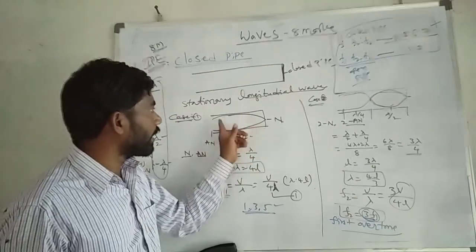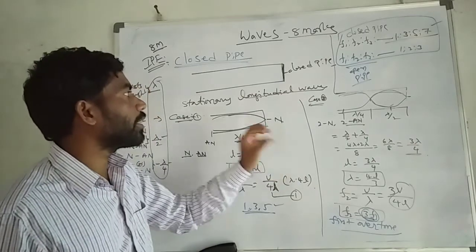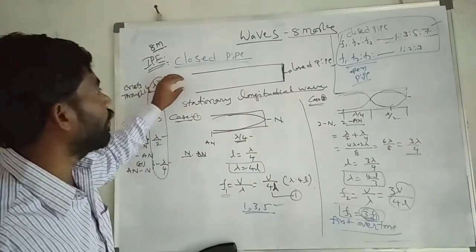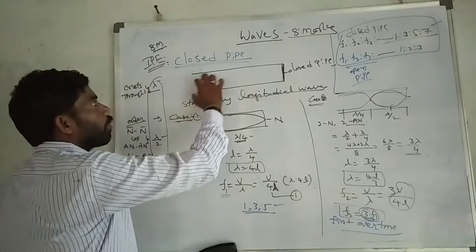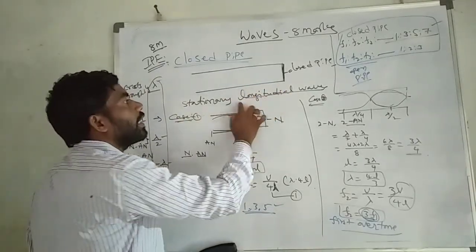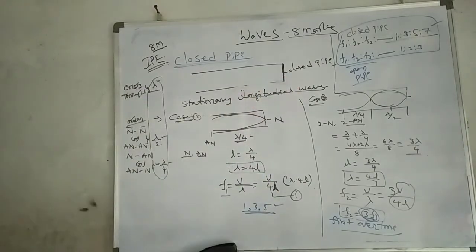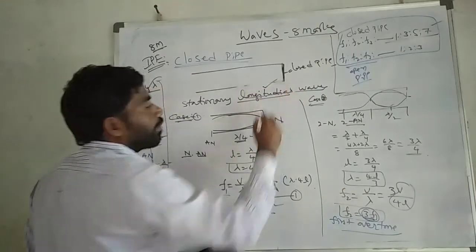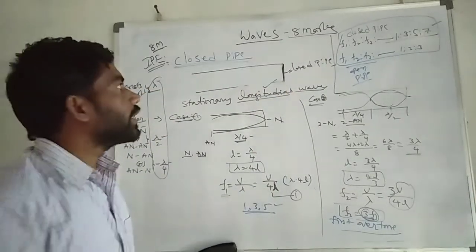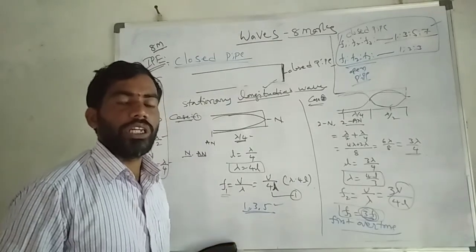This wave looks like a transverse wave, but it is not transverse, because what we send into the closed pipe is a sound wave. Sound wave is always a longitudinal wave. Remember that point. That is this class, and in the next class we will discuss beats.